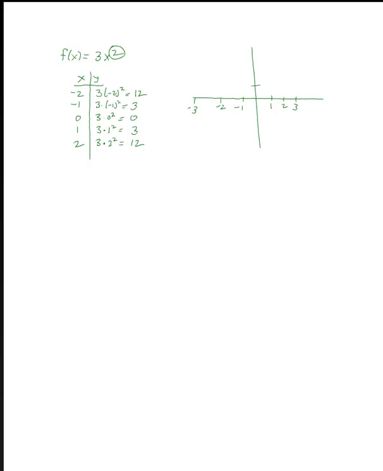So let's see, my scaling here, I might go by 2s. 2, 4, 6, 8, 10, 12. Okay, so I have 2, 12, that's over here. 1, 3, that's right about there. 0, 0. Negative 1, 3. And negative 2, 12. So we definitely don't get a line. We get a picture that looks like this.